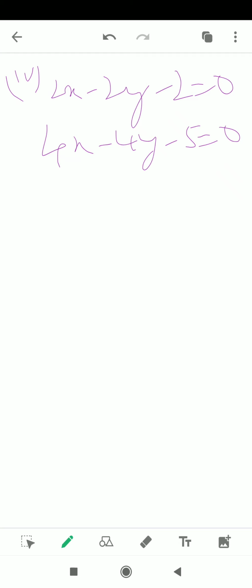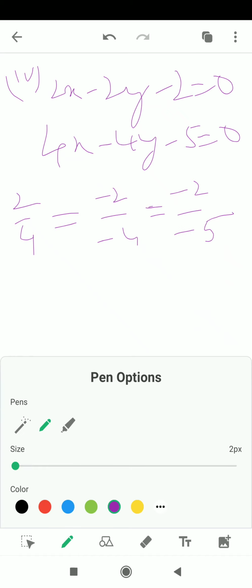Now let us see the ratios. What are the ratios we have here? a1 by a2 is 2 by 4. Let us see whether they are equal or not. Minus 2 by minus 4, and this one will be minus 2 by minus 5. So what does it mean? 2 by 4 is 1 by 2, minus 2 by minus 4 is 1 by 2, and minus 2 by minus 5 is 2 by 5. So these two are equal, this is not equal.